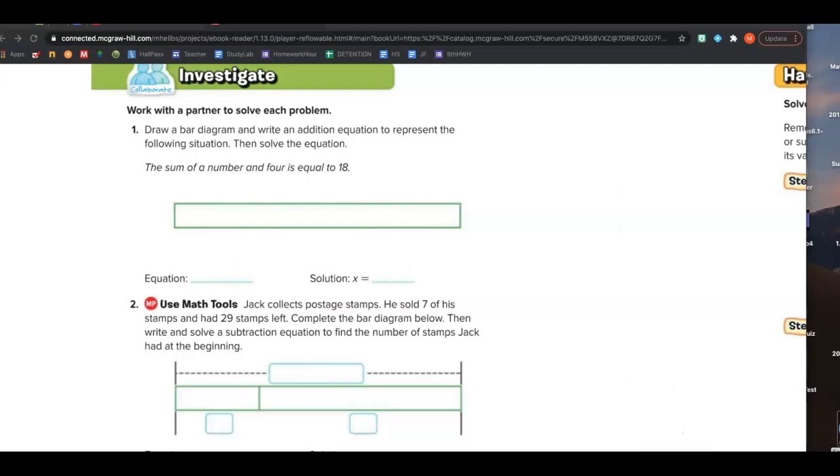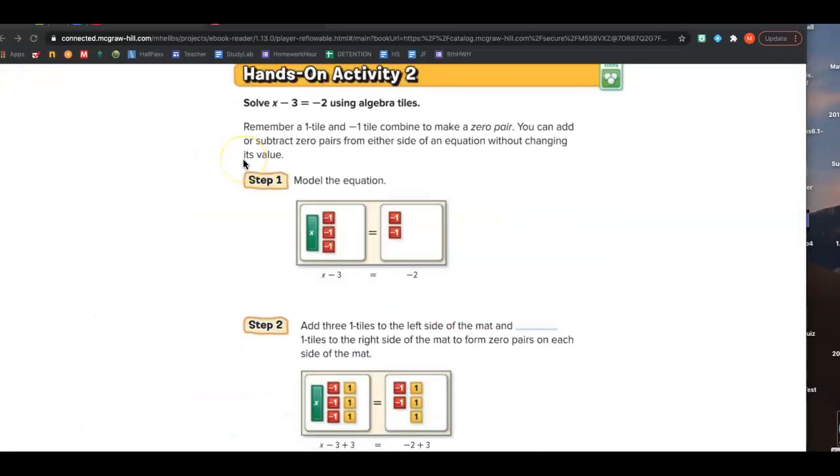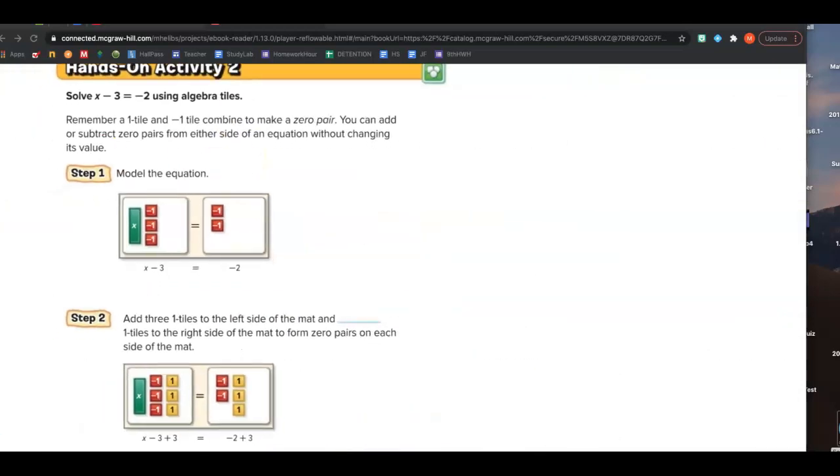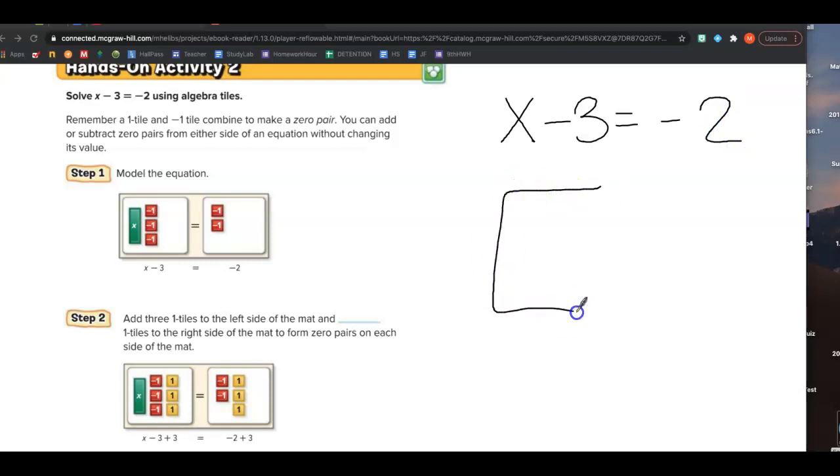Okay, we're going to skip, and we're going to go over to the second activity. Hands on. I'm not going to hand out the algebra tiles, but you're going to watch up here. So everybody put your pencil down. Okay, so we're going to start with our expression x minus 3 equals negative 2. And you're going to have 2 boxes like this. And we're going to say that x is, remember these algebra tiles? This will represent a positive 1. That represents a negative 1.